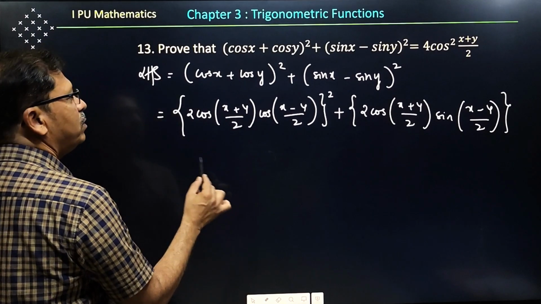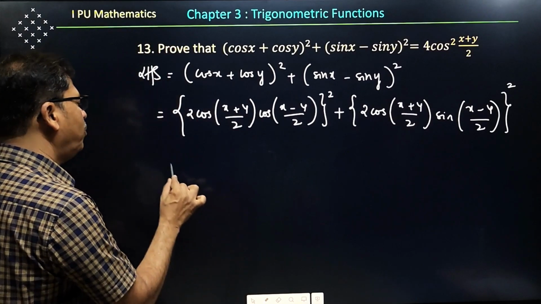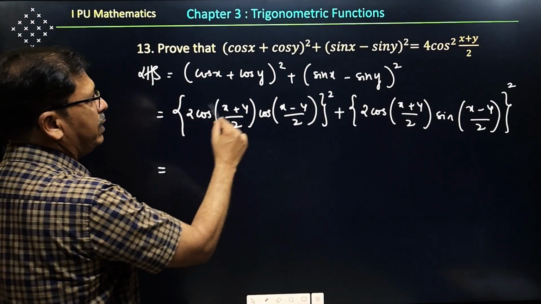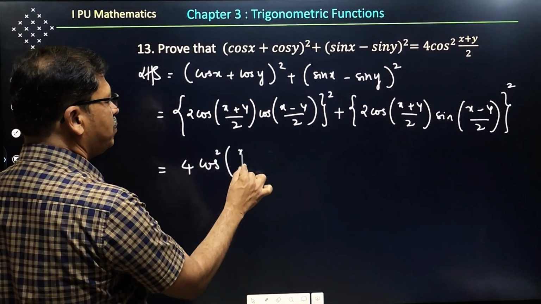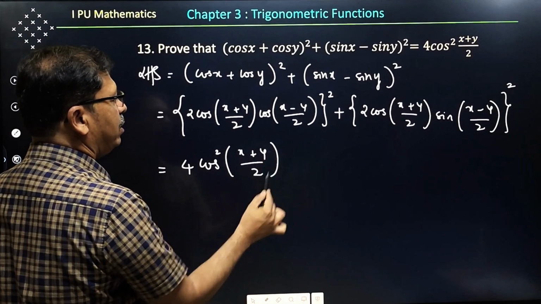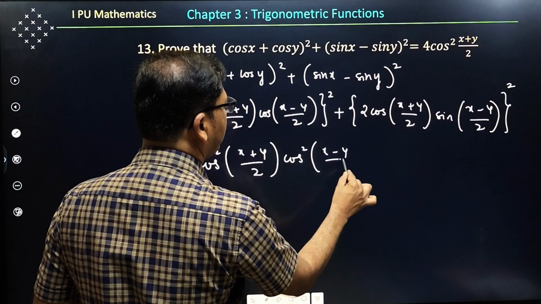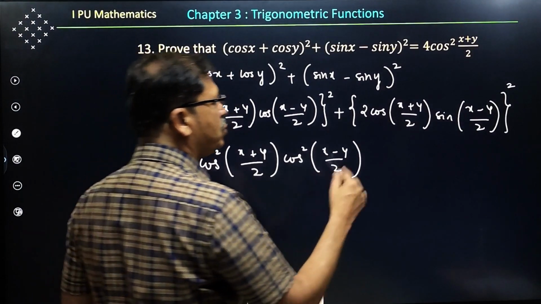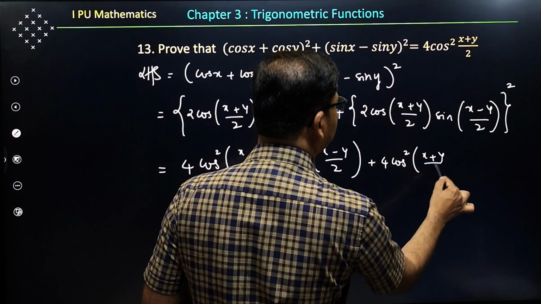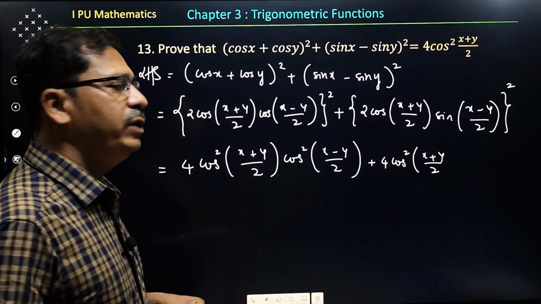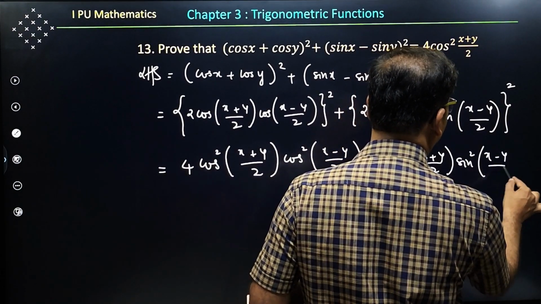So this is equal to, square is there, you maintain that square here. Okay, be careful, the calculations are somewhat tedious here. 2 square is 4, you can write 4 cos square of x plus y by 2, okay, into cos square of x minus y by 2, cos square of x minus y divided by 2, okay. 2 square is 4, 4 into cos square of x plus y by 2 into sin square of x minus y by 2 into sin square of x minus y divided by 2.